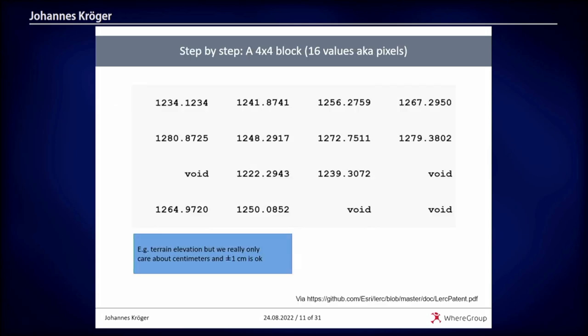So let's look at one of these blocks, basically. This is a 4x4 block, right? So 4x4 pixels, or values, rather. They are all around 1,200 units. Let's just say it's terrain elevation, so it's meters. And let's say we don't care about the millimeters, we just want an accuracy of centimeters, so we actually have 2 decimals too many here, right? We could throw them away, it would be fine, we could still work with it. You also see some empty cells, we might look at them later if I manage it on time, maybe not.